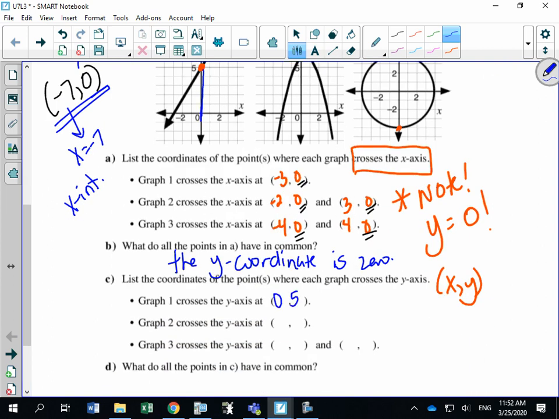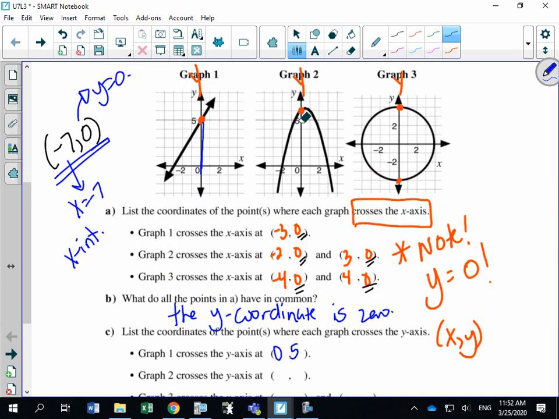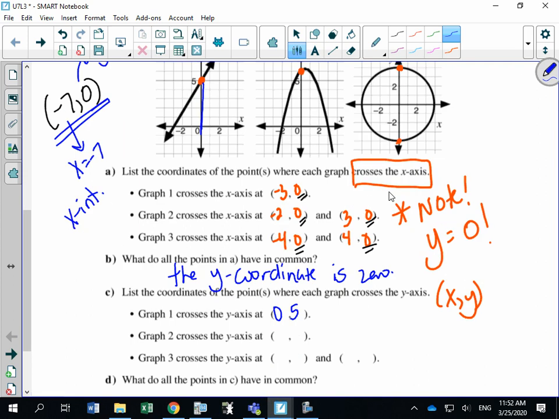I want you to pause this for a minute, and I want you to get that coordinate, this coordinate, and this coordinate on graph 3. Just take a minute, pause it, get those coordinates, and then we'll talk about what we notice.